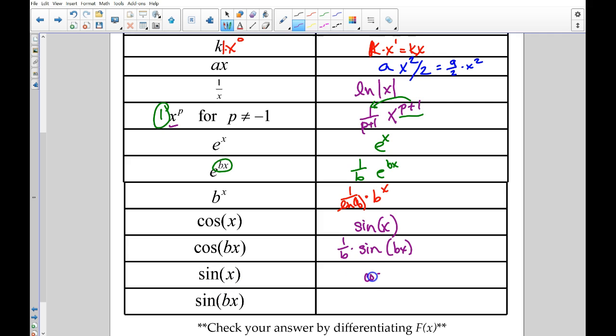Sine x, cosine x would be the antiderivative, but there should be a negative in front because remember the derivative of cosine is negative sine, and here there's no negative present, so there should be a negative here. And then for this last one, it'll be 1 over b times negative cosine of x. Again, if you want to check that these hold, differentiate everything in the right column, and you should get the function that corresponds to it in the left-hand column. Okay, take some time, do some examples with these just to make sure that we have these down.